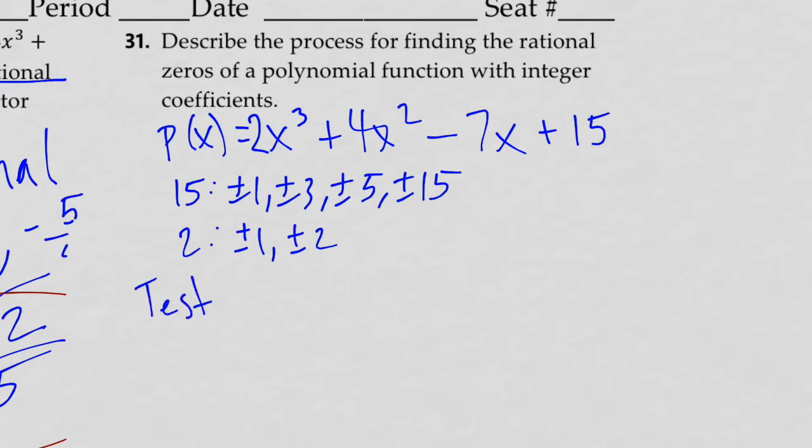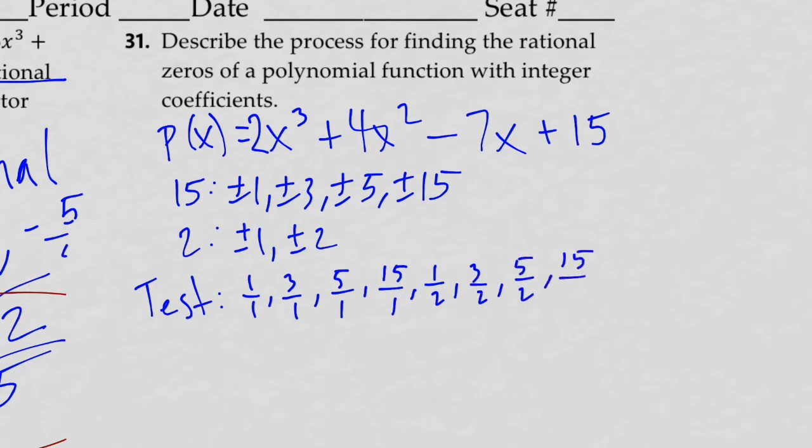Possible testing values are 1 over 1. I'm going to leave off the plus or minus, but assume that all of them have a plus or minus in front of them, okay? 3 over 1, 5 over 1, 15 over 1. That would be this one over this one, this one over this one, this one over this one, this one over this one. Now you've got to do the same thing, but now over 2. So the next ones would be 1 over 2, 3 over 2, 5 over 2, 15 over 2.